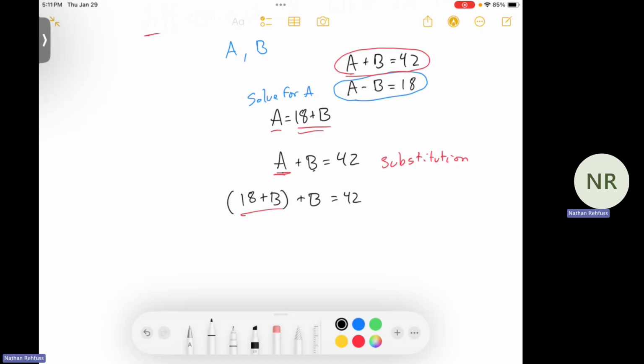Step 5 says solve the remaining equation for the one variable. You can see we've now got an equation here that only has b's in it. A is gone, it was substituted out. Since this equation only has b's, if I can solve for b, I'll get a value for b that is a number. It won't be in terms of a. So that's what I'll do. B plus b is 2b. I have 2 b's, so that's 2 times b. I write 18 plus 2b is 42.